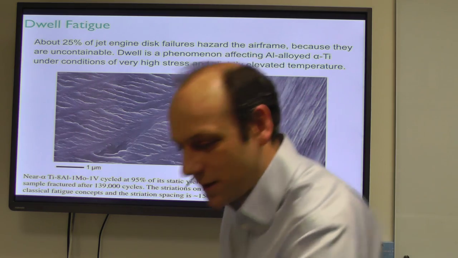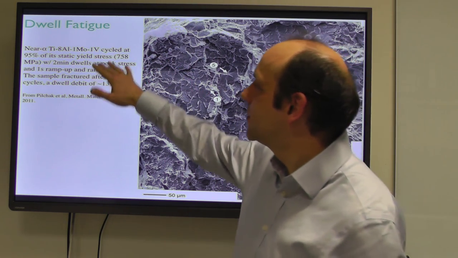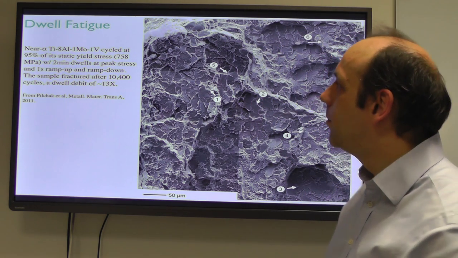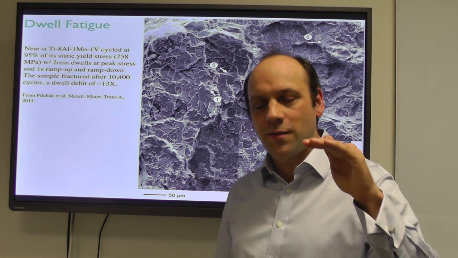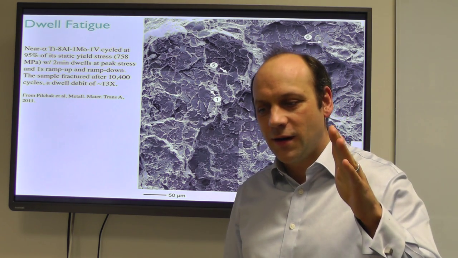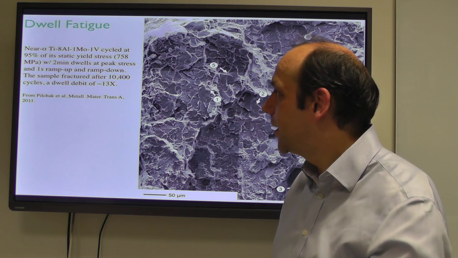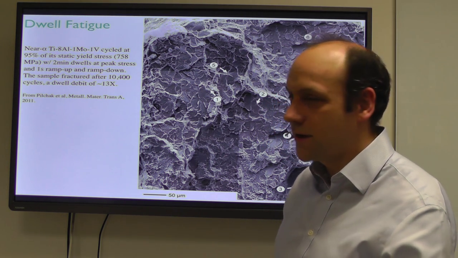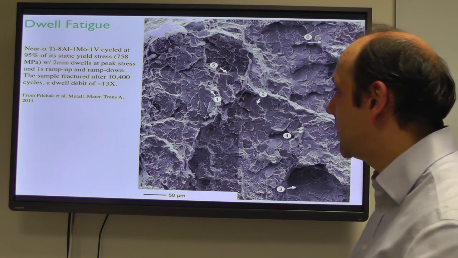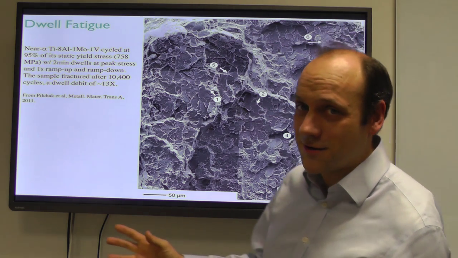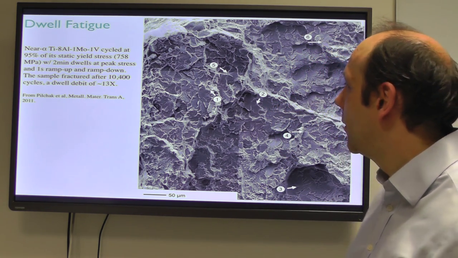So then turning to dwell fatigue, when we take the same alloy at the same stress, same bar, same paper, and we put 2 minute dwells at the peak stress, so it's still a one load up, there's a 2 minute dwell at stress, a 1 second ramp down, and a 1 second hold at the low stress. Then, instead of having 139,000 cycles life, we get 10,500 cycles life. So that's a dwell debit of about 13 times. It's a 13 times lower life.